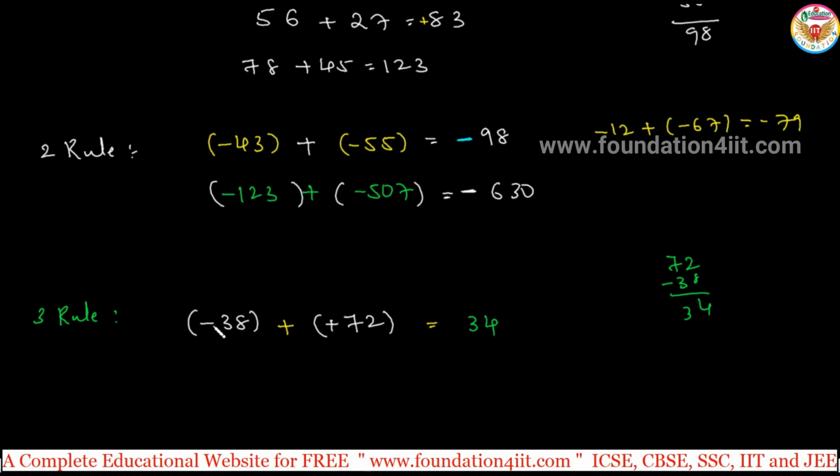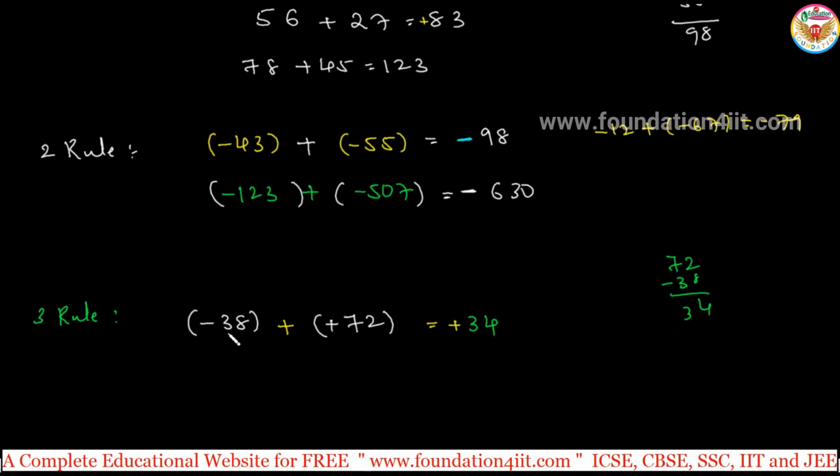After getting the answer, see which number is bigger, either 72 or 38. 72 is the greater. So assign the greater number's sign. I'll repeat. When both integers have opposite signs, from the integer with the greater numeral value, subtract the integer with the smaller numeral value. Then assign the sign of the integer which has the greater numeral value. So whichever numerical value is greater, that sign you have to keep.